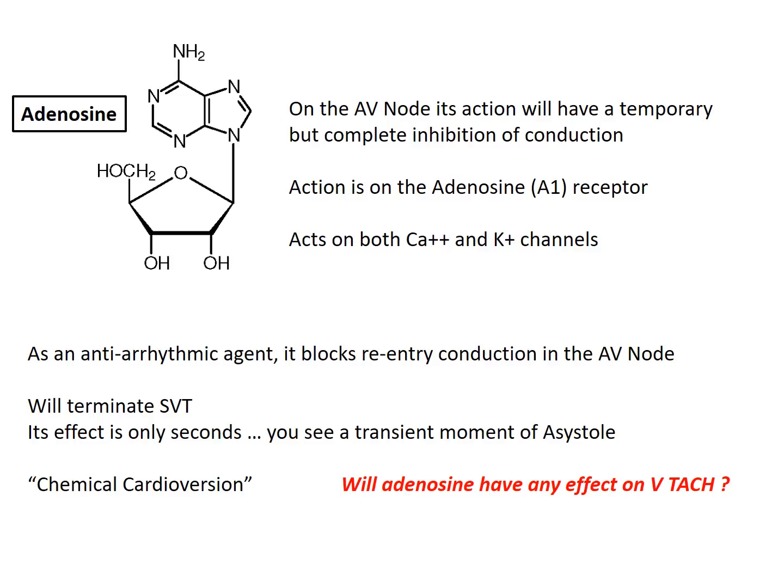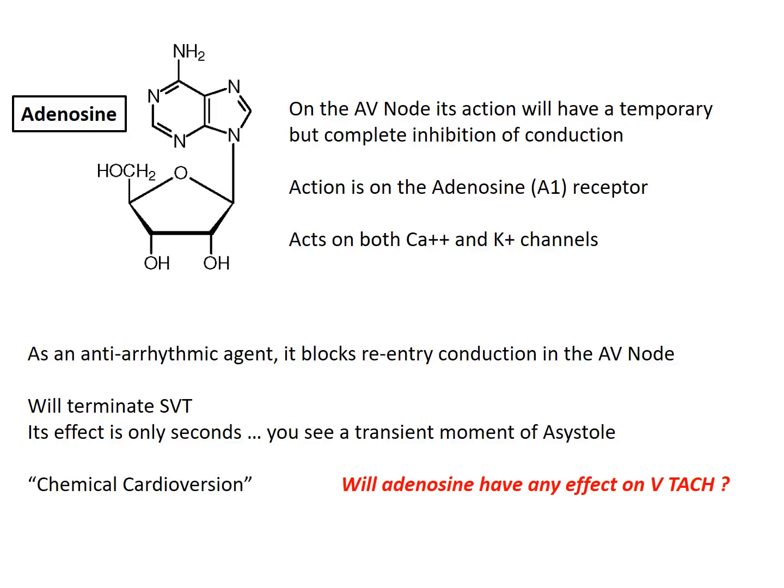and this is beneficial for terminating SVT, right? And it only lasts for a couple of seconds. You see this very transient moment of asystole once you give adenosine, and then ideally, once you've put that block on and that block wears off, the SA node may pick up again and get that individual back into a slower, more beneficial sinus rhythm. This is referred to as chemical cardioversion, versus when you apply electricity and shock someone out of an arrhythmia, that would be electrical cardioversion.